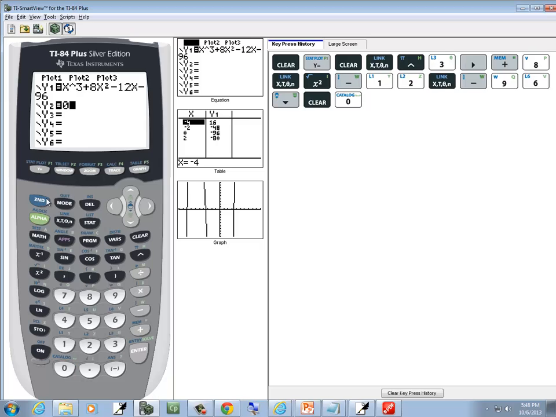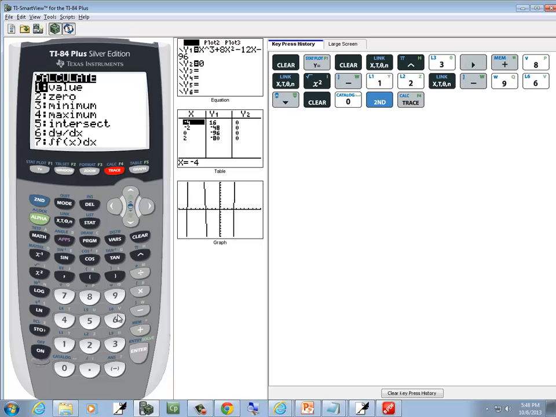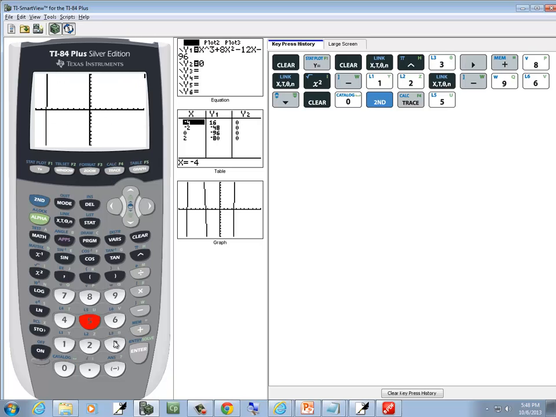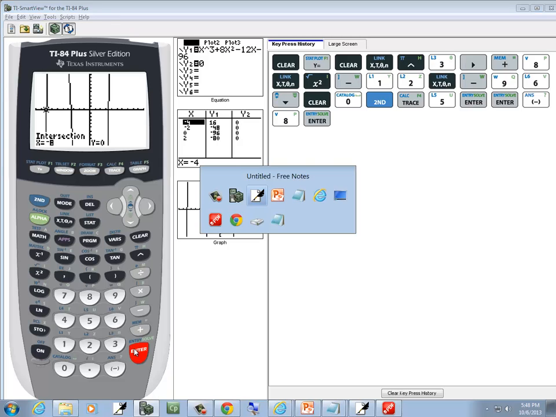Okay, now we're going to do second trace. Choose intersect, so I choose 5. Looks like negative 8 is our first answer. So let's do enter on first curve, enter on second curve, and let's try negative 8 and verify that. Yep, it looked like it passed through negative 8.